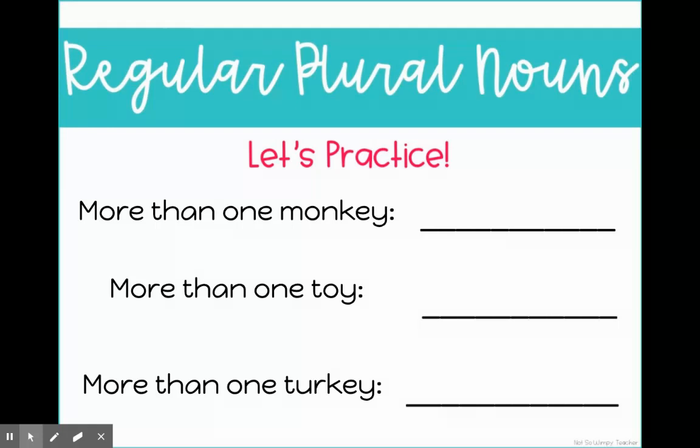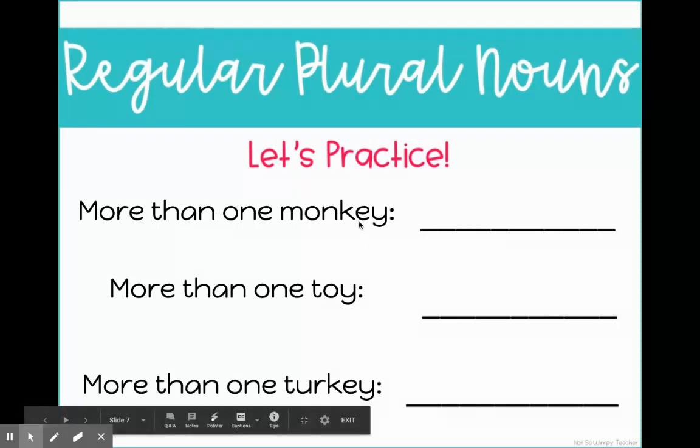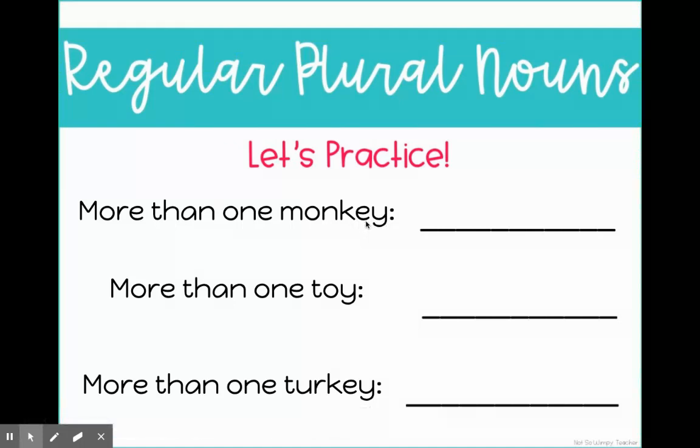So if we had more than one monkey, I can see that monkey has an E and then a Y. Remember, an E is a vowel. So how could I make that plural? Good, I would just add an S and make monkeys.